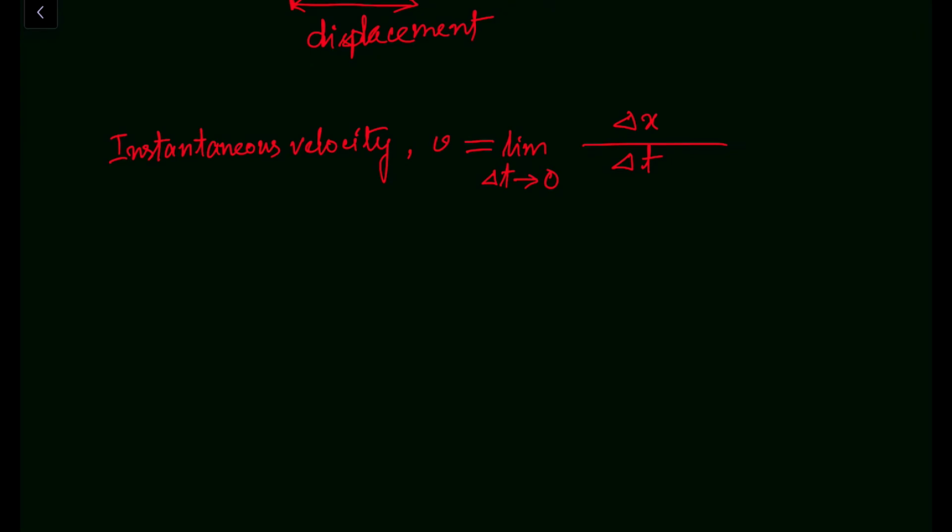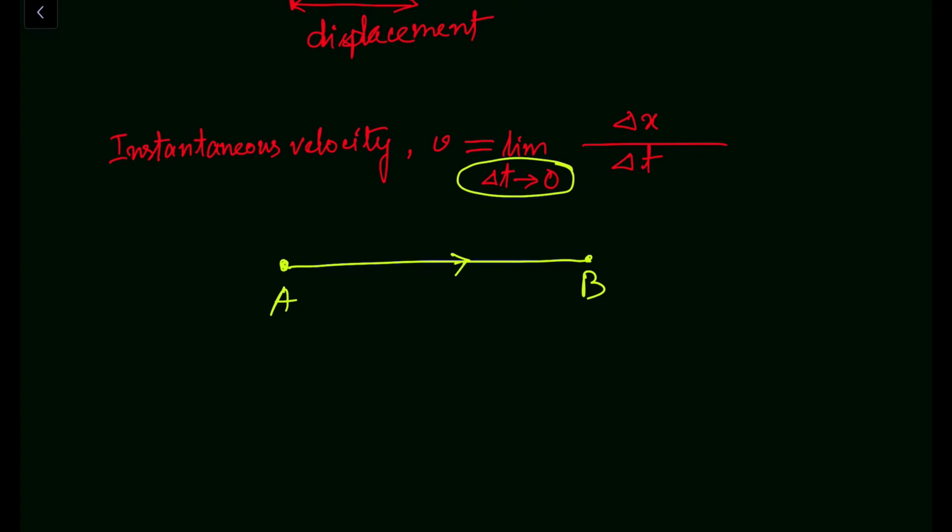Suppose an object is moving from point A to point B. Its velocity might be changing. Instantaneous means that at a certain time instant we have to find out the velocity. Average velocity means the displacement divided by the time interval, and here the time interval can be large. But in the case of instantaneous velocity the time interval should be infinitesimally small. Here you can see delta t tends to 0.